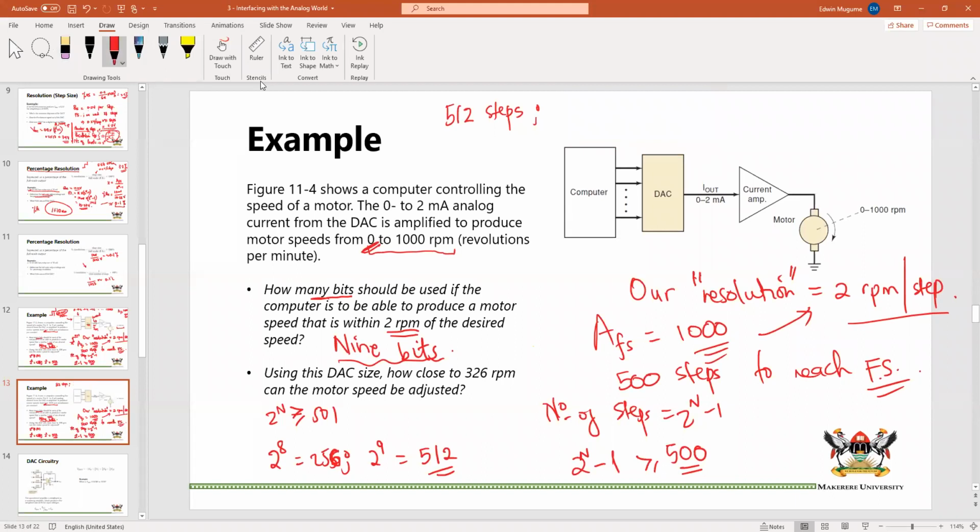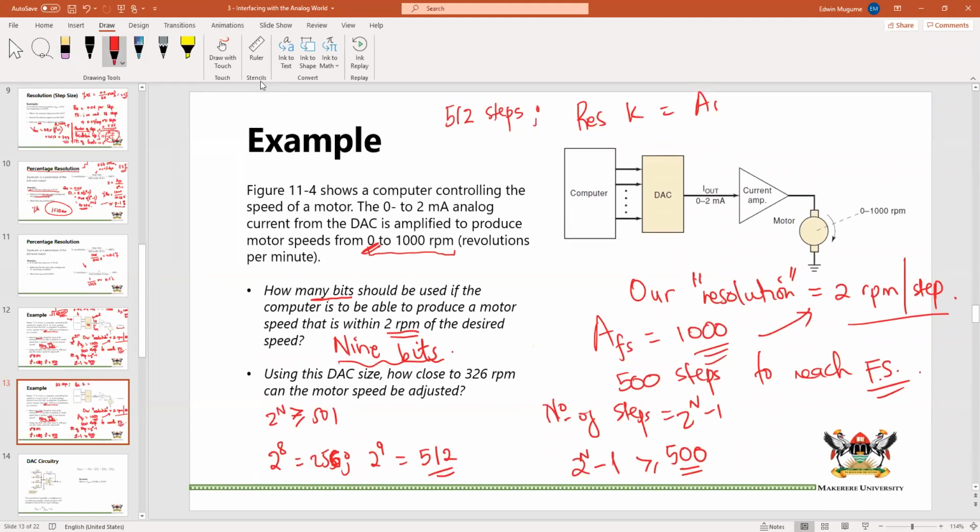We can say that resolution K is equal to full scale over 2 to the power n minus 1, which is 1,000 over 511, which is something that you can help me with. Okay, you're welcome. So how did you get 500?